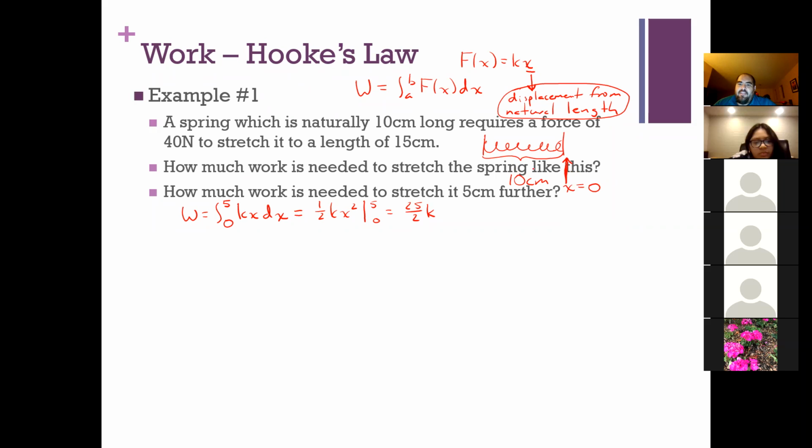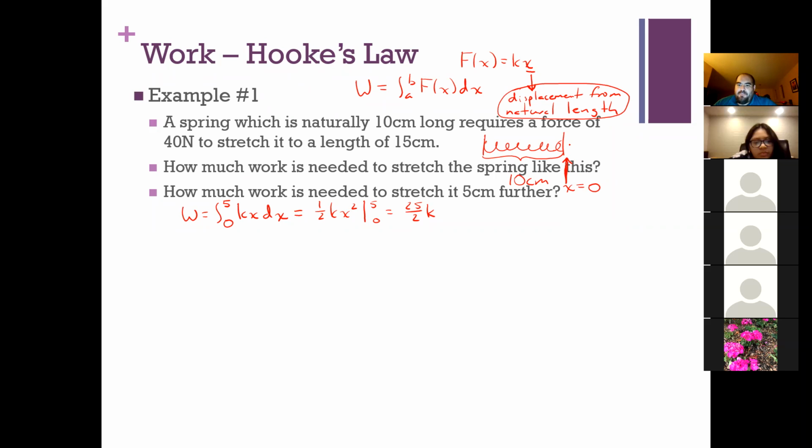Because in this situation, the displacement from its natural length is 0. The spring is at its natural length. It's not displaced from it at all. Does that make sense, or should I take another try at it? No, I get it. Okay, good.